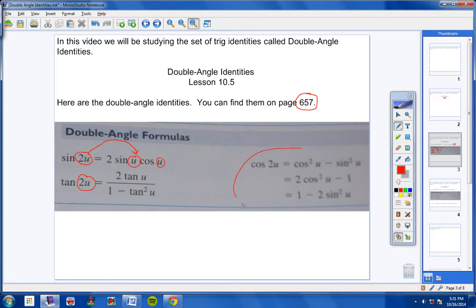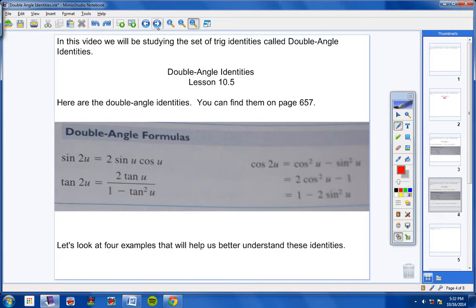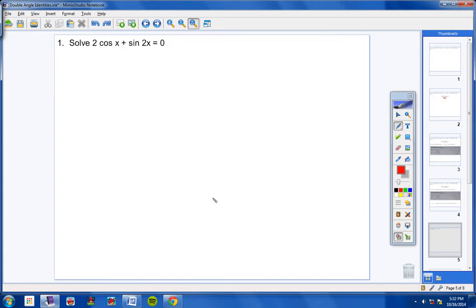Now, what does this mean over here? Well, what this means is that you have 3 choices you can make, okay? Cosine of 2u equals this, but it also equals this, and it also equals this. So you can use whichever one of those is more helpful depending on the type of problem that we're dealing with, okay? Hope that makes sense. And let's go ahead and look at very quickly here 4 examples, and then we'll be finished, okay? Here's the first example. I would like us to solve this equation.